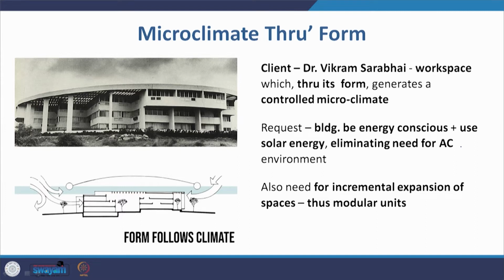The workspace, which through its form generates a controlled microclimate. That's what he wanted, that it should generate its own microclimate. And the request was to make the building energy conscious, then in the 60s, and use solar energy, eliminating the need for air conditioning. Therefore, there was also a need for incremental expansion through modular units. Now, incrementality has always been an important part of the work of Charles Correa.